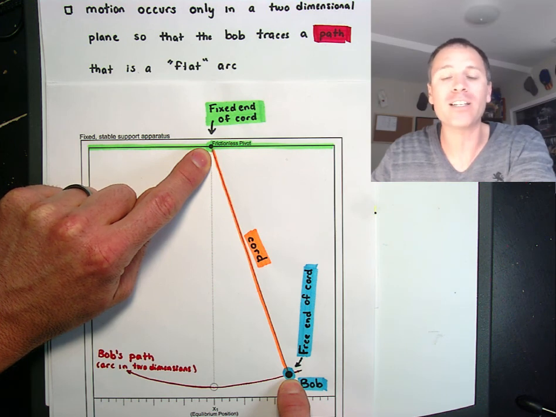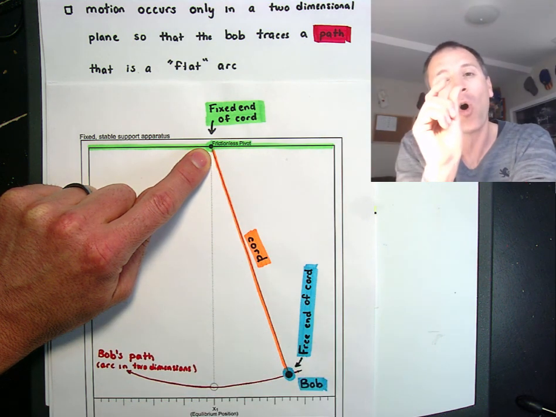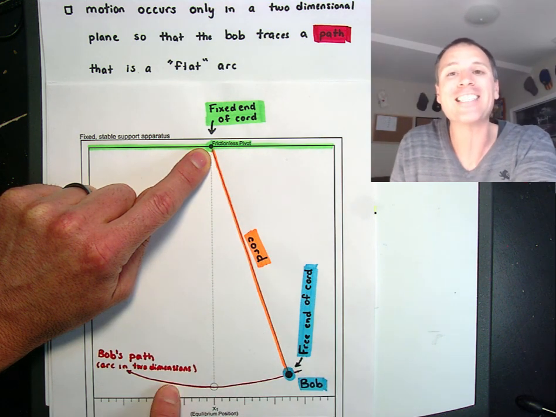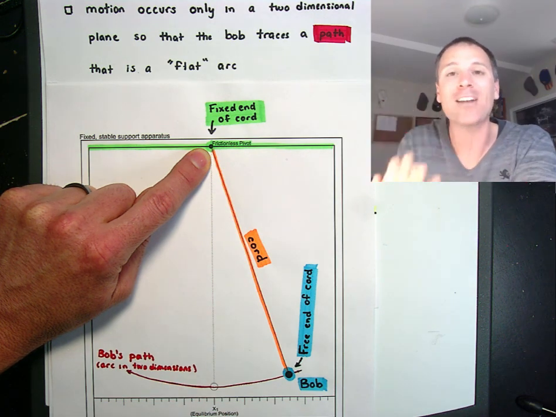That's not what we're doing in a simple pendulum, at least for small angle approximations. We're going to let that chord move back and forth for a small number of angles, and that arc is the path that it traces out, that the bob traces in that two-dimensional plane.